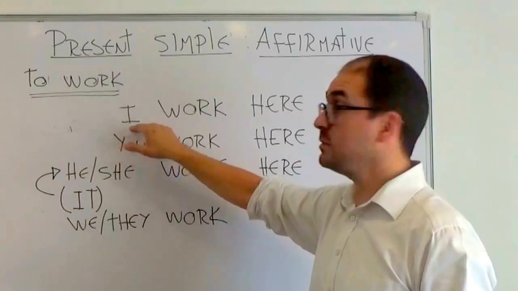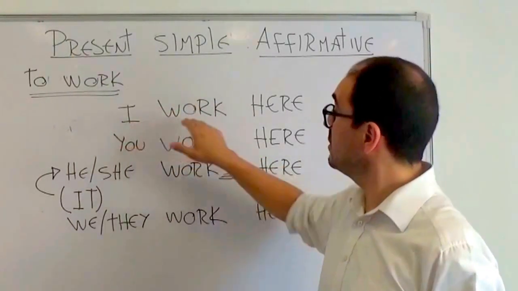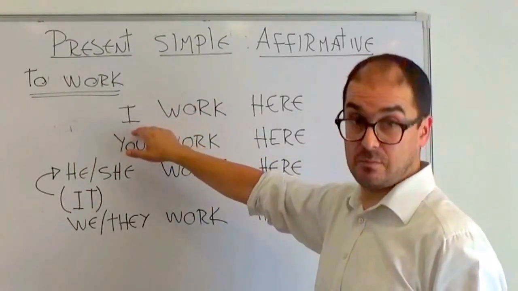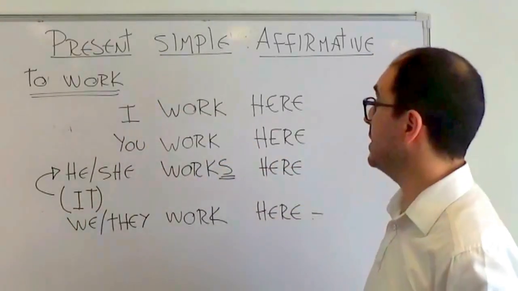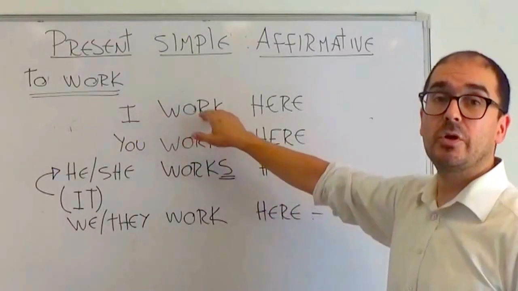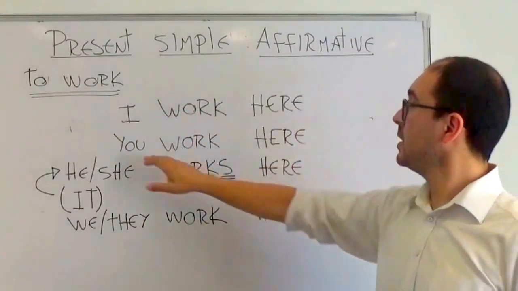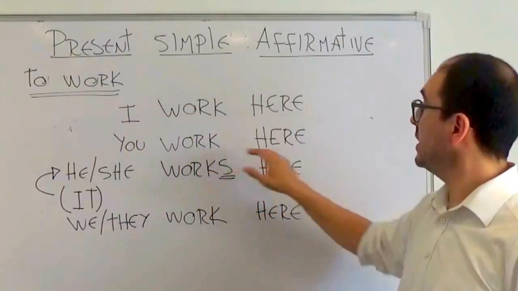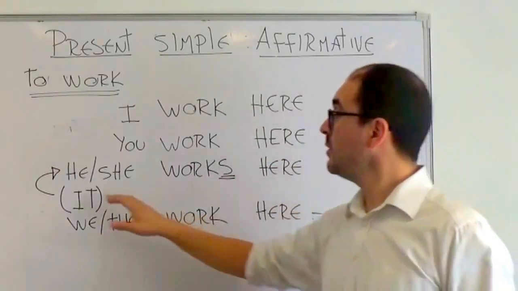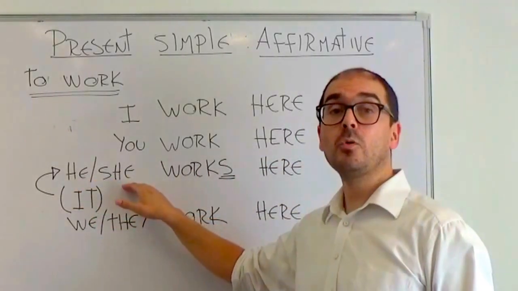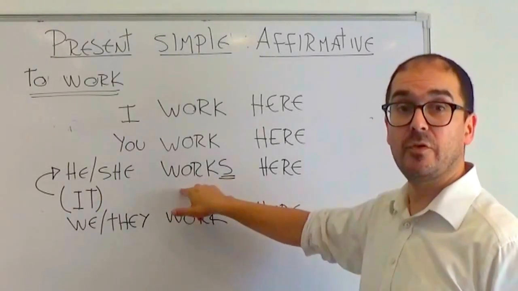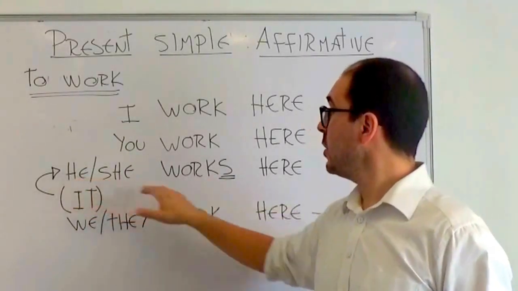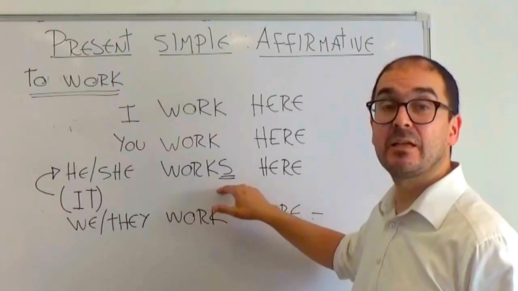Subject, verb, pronoun, names, okay? And then we have an action. It goes like this. I work here. You work here. For the third person, all we have to do is put an S at the end of the verb. He works here.